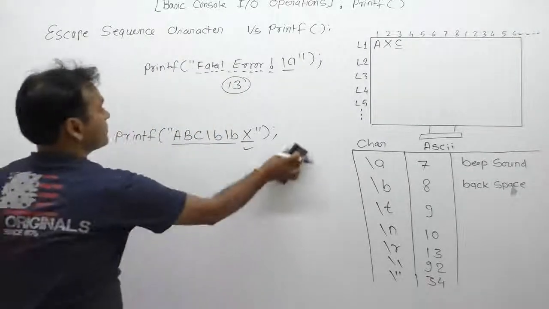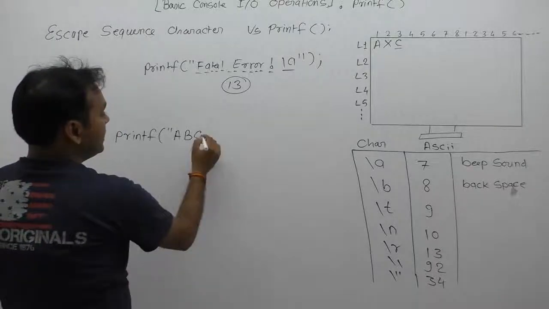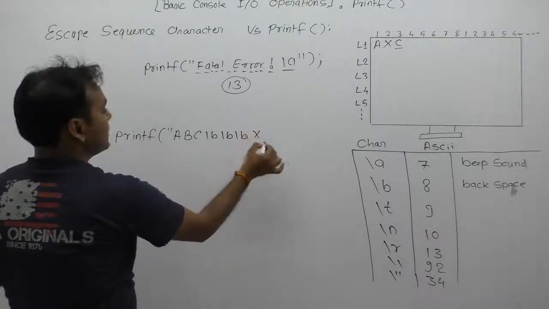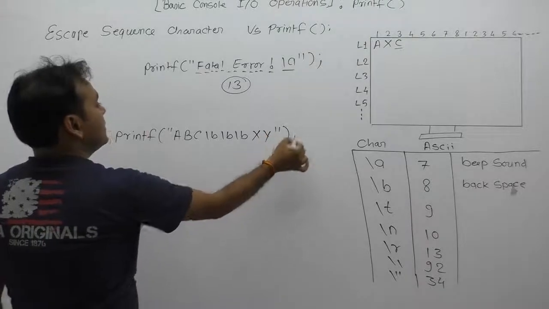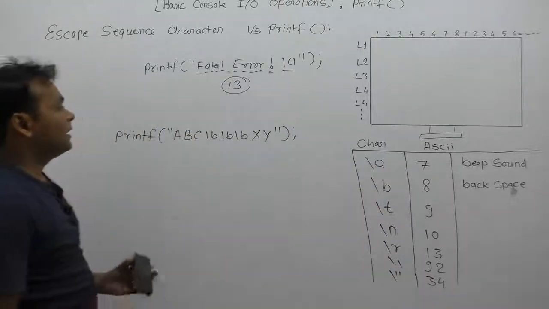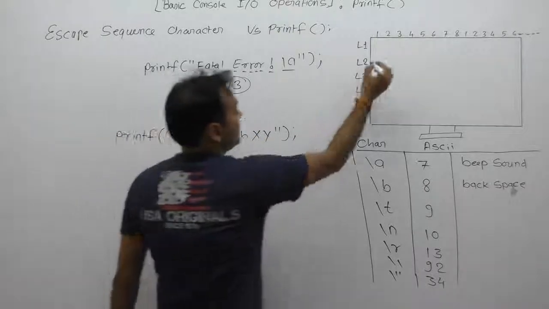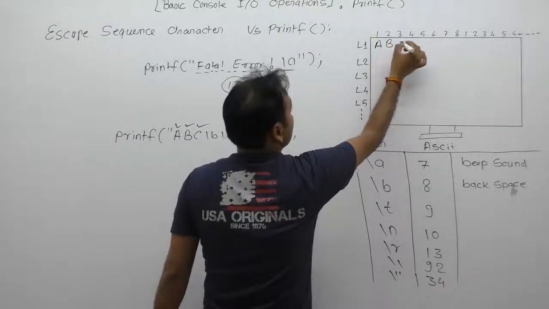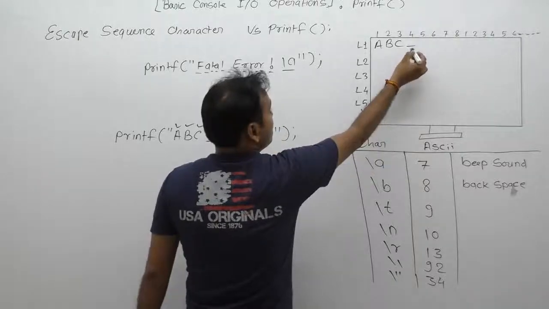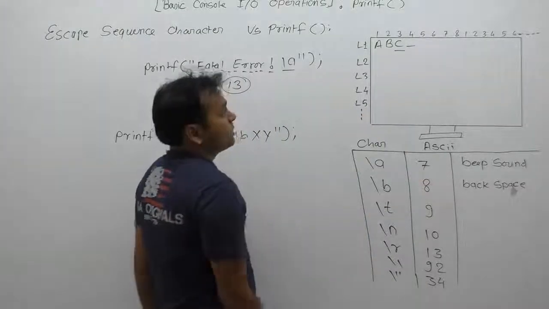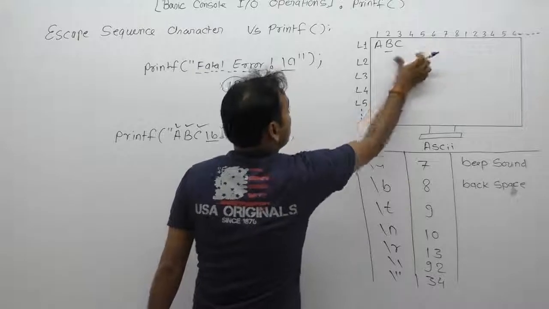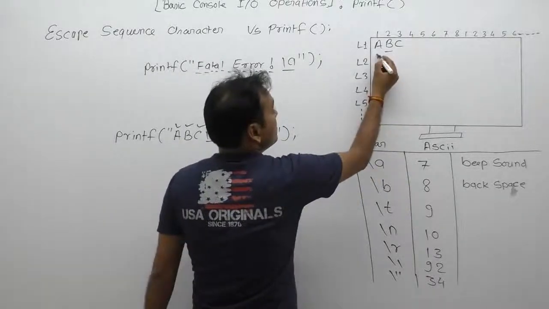What is the next case? Again, we are writing the same ABC, slash B, again slash B, again slash B, and the characters XY. What is the result of this printf function? In that case, again A is printed, B is printed, C is printed in their respective positions. After that, slash B. According to slash B, the cursor will be shifted to the third position. Again, slash B. The cursor moves to the second position. Again, slash B. The cursor will be moved to the first position.